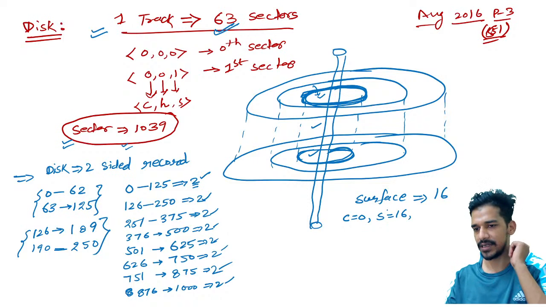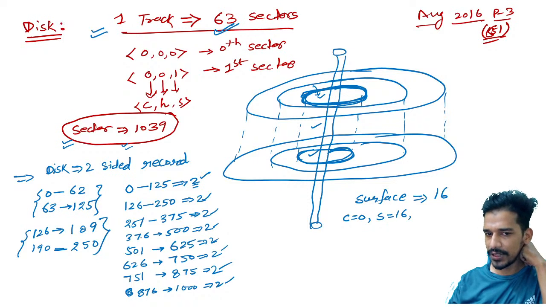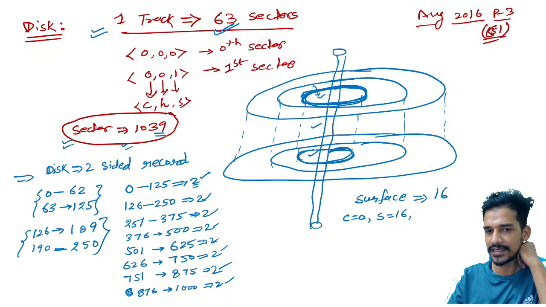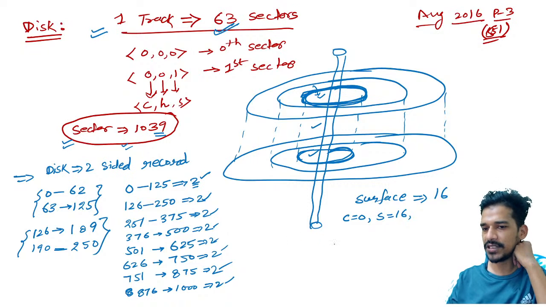After reaching surface number 16, you will read all these sectors. You will store the sectors, 39 sectors will be stored here. So from this you can find out the next sector number. So we have three options.